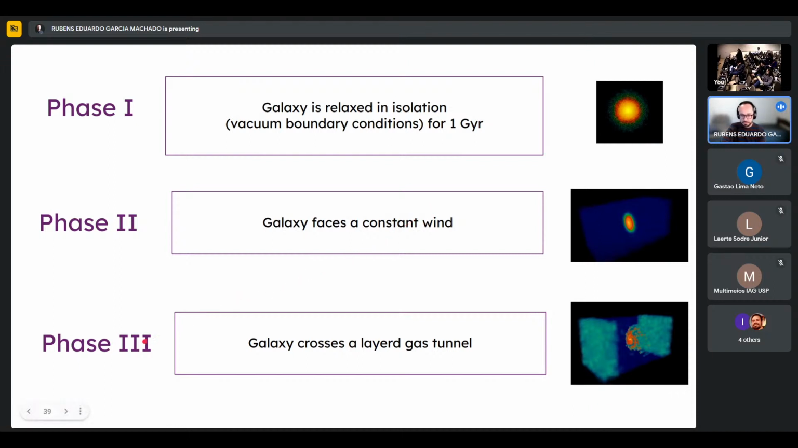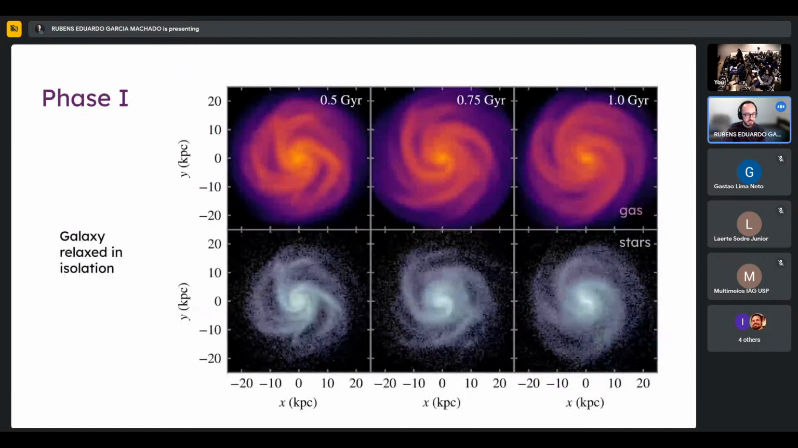And then there is the third phase, which is the actual simulation, where the actual mechanism that we wish to analyze is going to take place. So let me show the results of each of these three phases in sequence. First, during the phase of the isolated galaxy being relaxed in vacuum boundary conditions. Like I said, this is just for a mechanical gravitational accommodation of the galaxy. There is still no ram pressure acting.